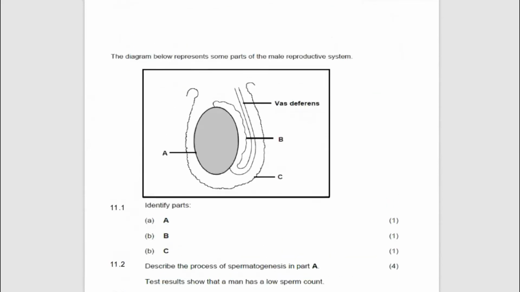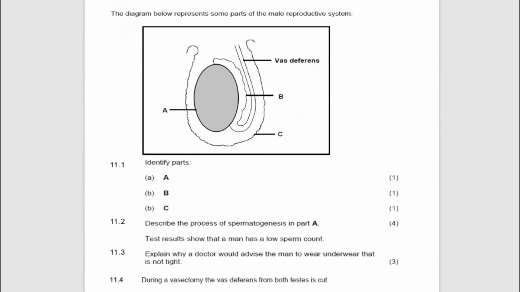Then when we go to another structure, it is for a male. The other one was for a female. Now we are going to the structure for the male. You need to know at least how to label. This is vas deferens, and then this is epididymis. This is the outer part of the testis, which is the scrotum, and then this is the testis.